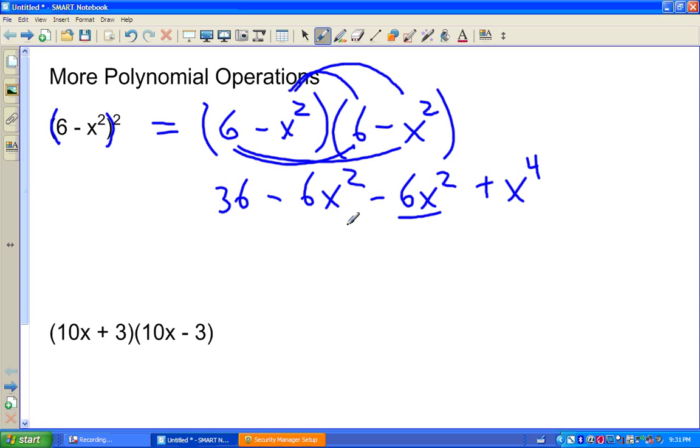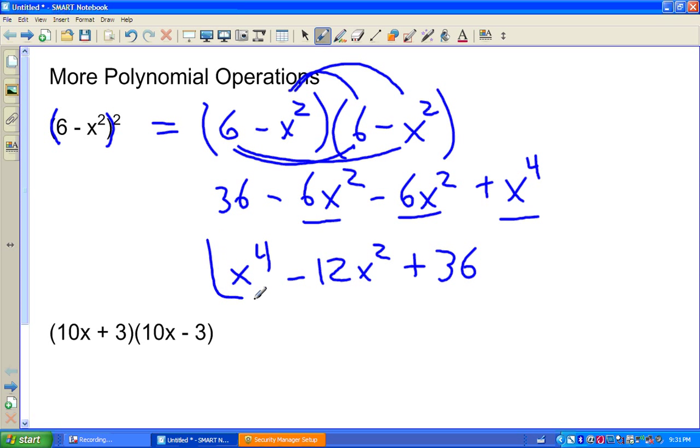I want to combine like terms. That gives you a minus 12x squared. Generally you put the biggest exponent term out front. So this is a fourth order equation. The biggest exponent is 4, so I'm going to move that over to the front. Nothing special about that. And then I'm going to move the 36 to the back. This is normally how we see these polynomials. And that's your answer. Nothing else you can do about that. That is as simple as it'll get.